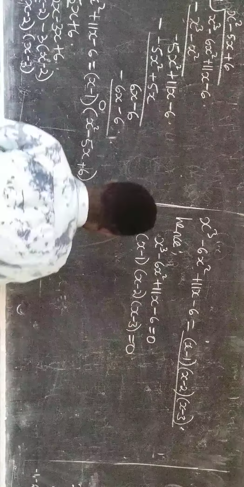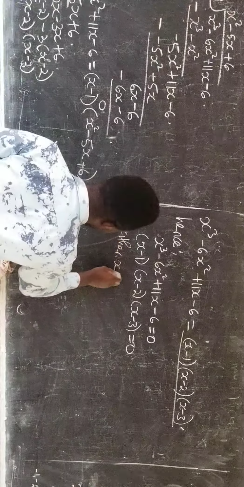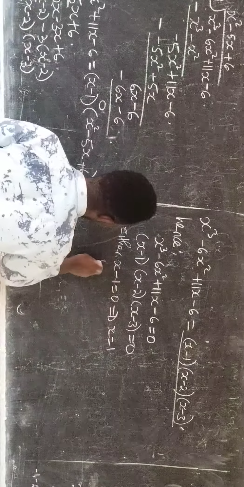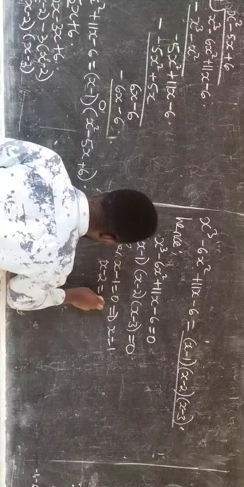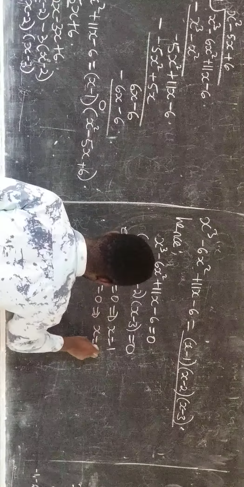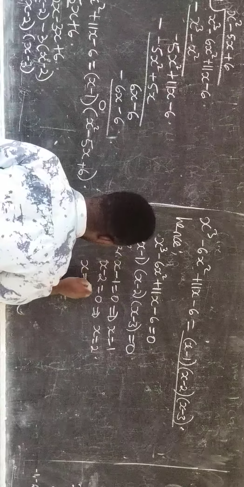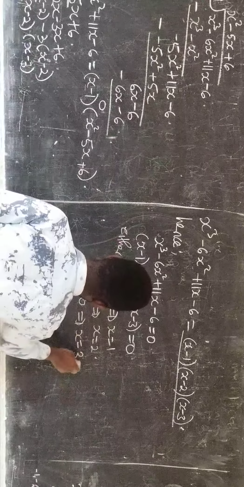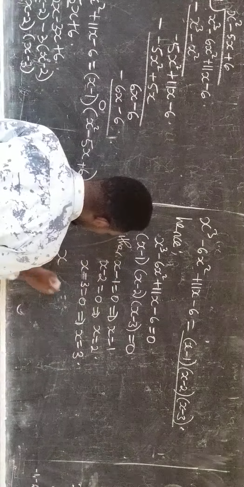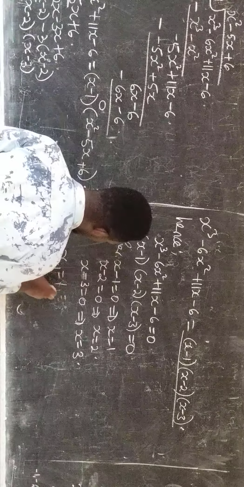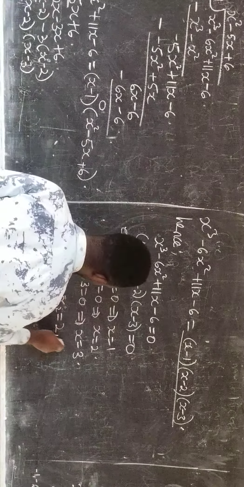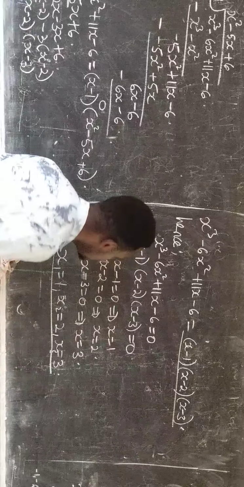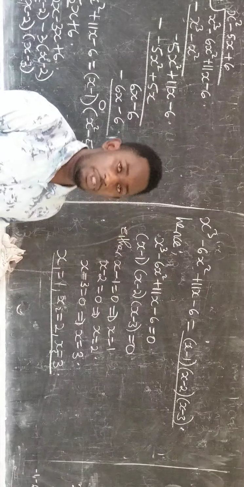this is equal to 0. That means either x minus 1 is equal to 0, which implies that x is 1, or x minus 2 is equal to 0, which implies that x is 2, or x minus 3 is equal to 0, which implies x is equal to 3. Therefore, my roots of the equation will be x1, which is 1, x2, which is 2, and x3, which is 3. And I have completely solved that expression.